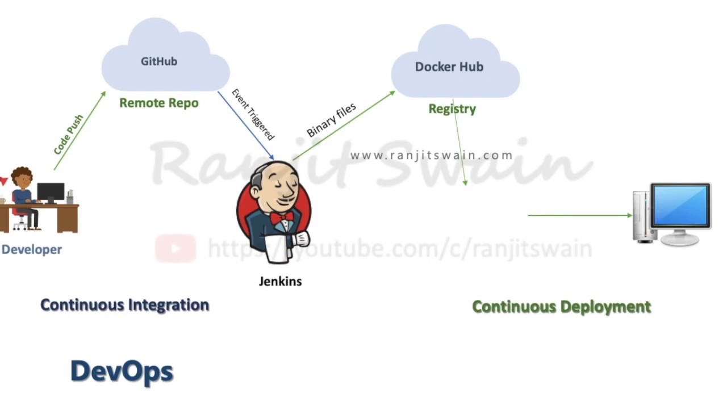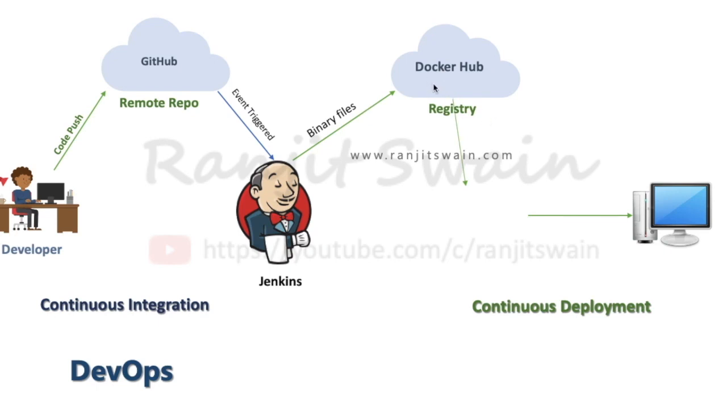I'll show you in the project how I have done the setups. Then Jenkins builds whatever is pushed by the developer. It will pull the code from GitHub and build the entire project, and the final product, the binary files, will be pushed to Docker Hub. Here the binary file is the image file, because we have created a few Dockerfiles which will create the image file, and that image file after the build will be pushed to the Docker Hub registry.